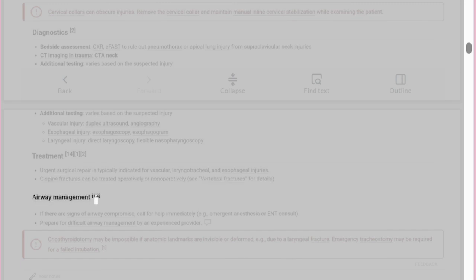Airway management. If there are signs of airway compromise, call for help immediately, for example emergent anesthesia and ENT consult. Prepare for difficult airway management by an experienced provider. Cricothyroidotomy may be impossible if anatomic landmarks are invisible or deformed, for example due to a laryngeal fracture. Emergency tracheostomy may be required for a failed intubation.